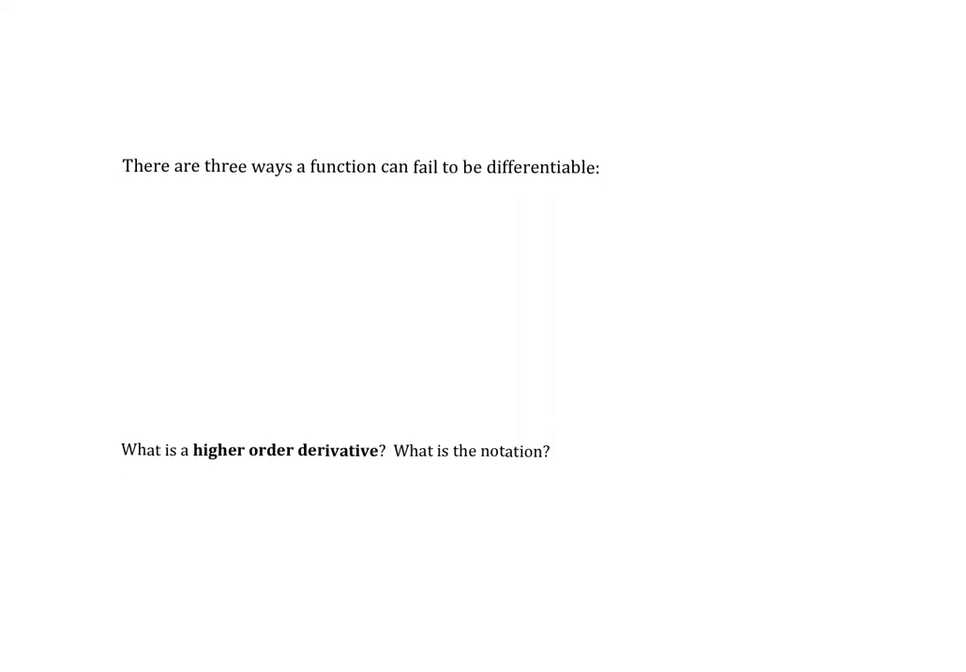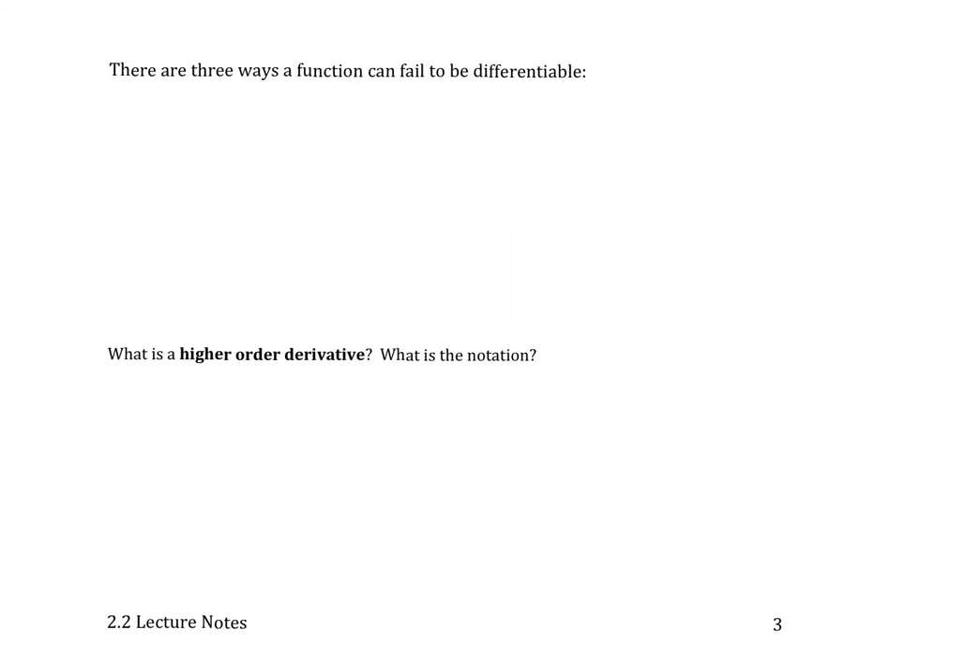So while we're on the topic of differentiability, let's take a look at the 3 ways that a function can fail to be differentiable. The first way is that you have a corner or a cusp in your graph. And that's really basically the situation that I just described with the absolute value. A cusp is kind of a pointy thing, or a corner or something like that.